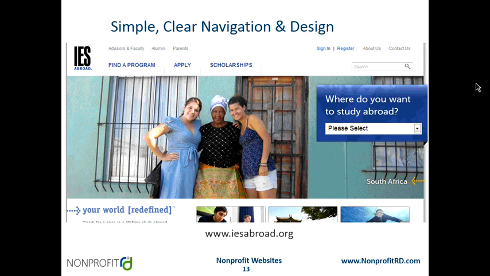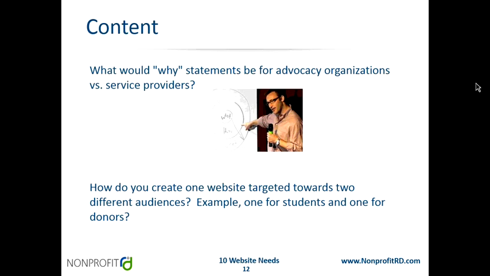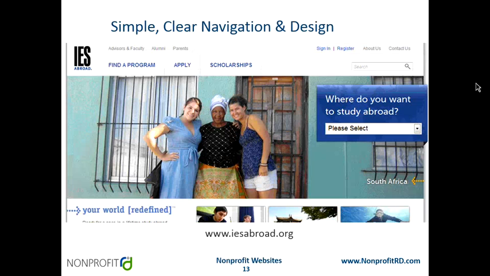So in the previous slide, he said between students and donors. That's pretty simple. If someone's a student, they're going to click a big student button and it takes them into the student section where they can do all that stuff. And if they're a donor, it takes them to the donor section. So that's how you do it. You don't need multiple websites. You can have multiple sections of your website.